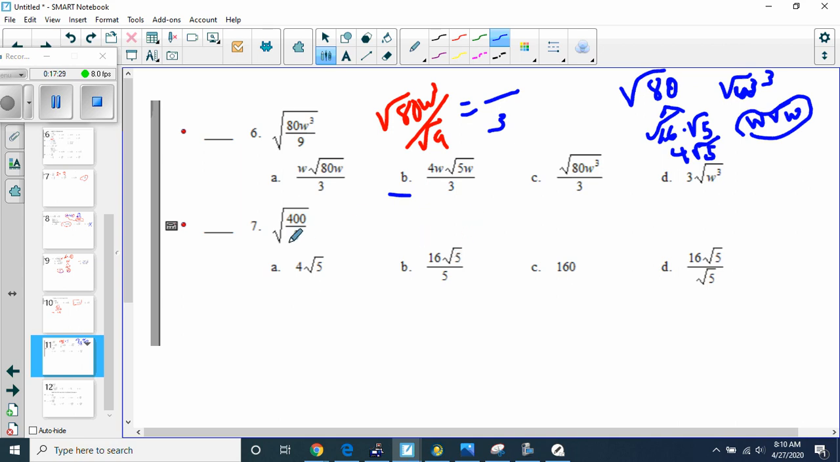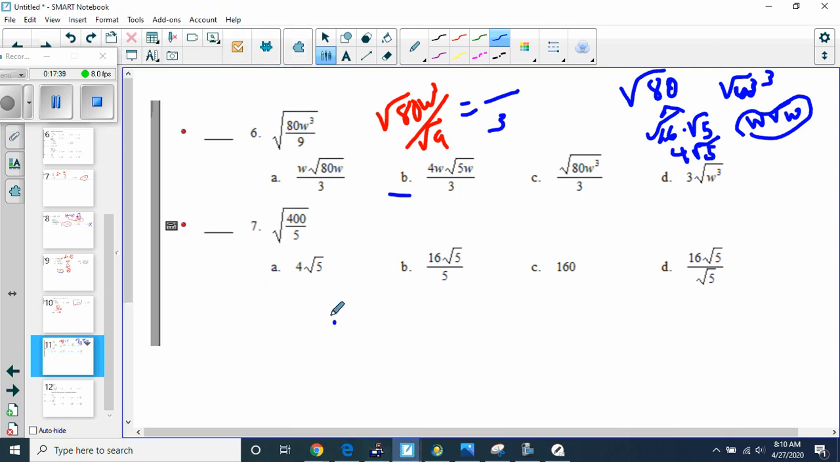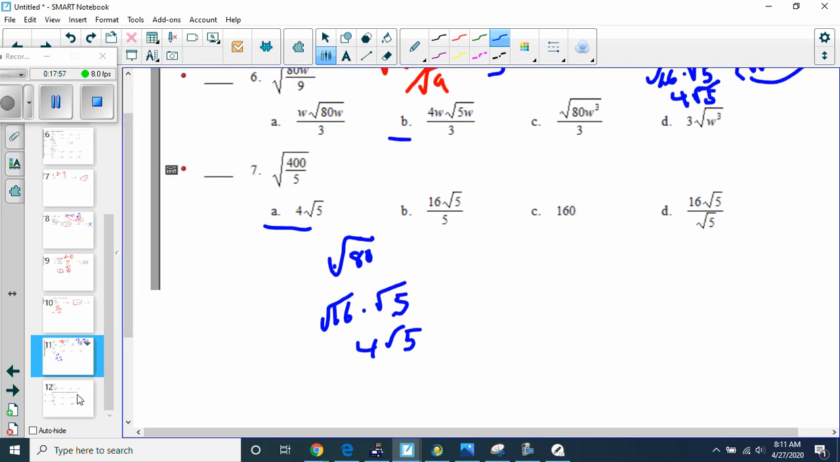Okay, radical 400 over 5, I can just divide 400 divided by 5. That's going to get me radical 80. I think we just did radical 80. Yeah, we did it up here, but let's do it again. That's radical 16 times radical 5, which is 4 radical 5. So that's letter A. So these are not the easiest questions to do in the world.